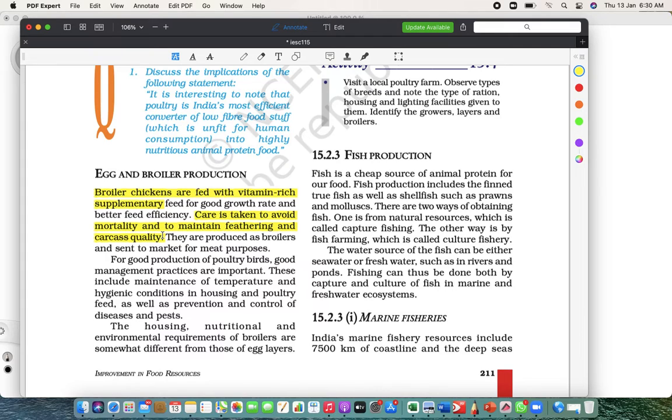And carcass quality means the quality of the chicken should be good, okay? Basically it should not have any disease or any wound or anything. Those are produced as broilers, right? And sent to market. The main purpose is that they are sent to market for meat, okay? So whatever meat is available in the market, those are all broiler chickens.